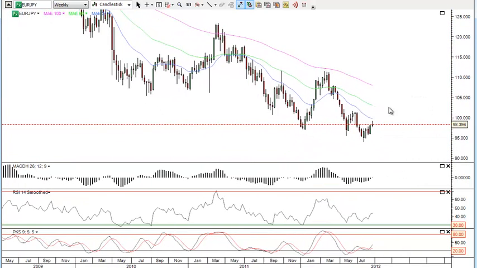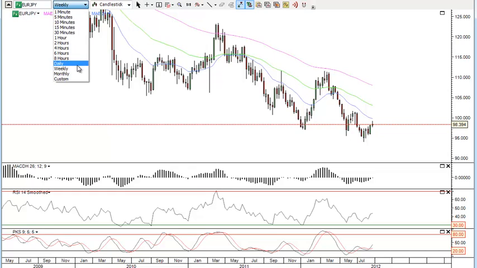We have here that it hasn't quite touched the 21 exponential moving average on the weekly like we did with the Euro US dollar. We haven't quite crossed over with the MACD histogram, although the slow stochastics are pointing upwards and they've moved off these oversold conditions. So there's a possibility there for higher upside.